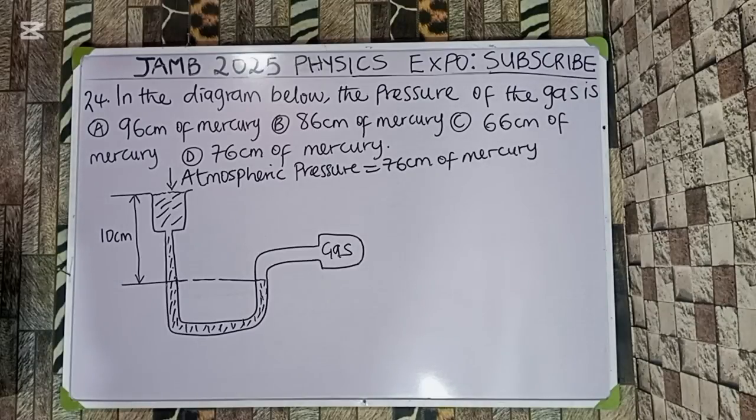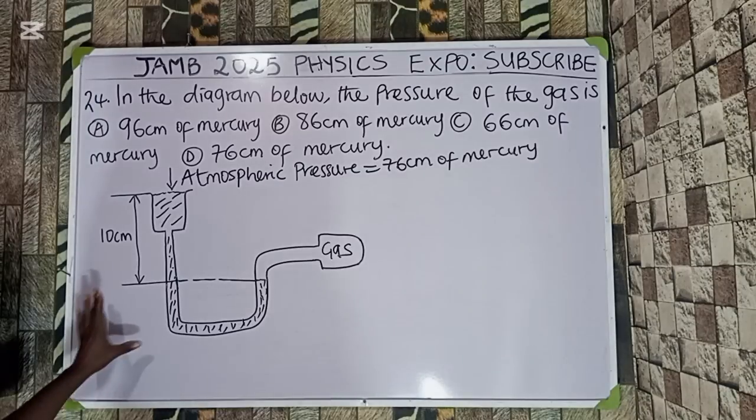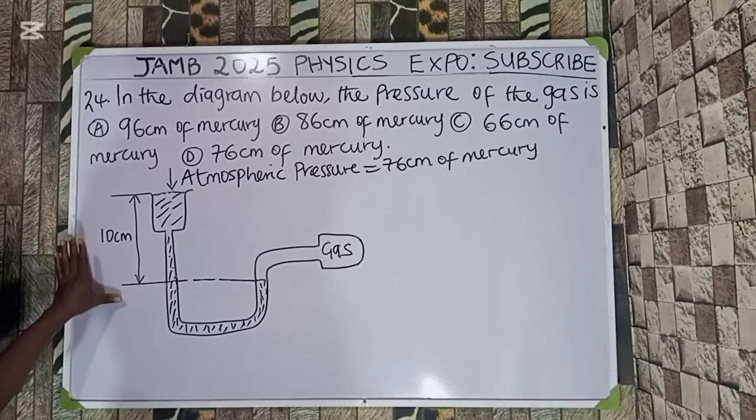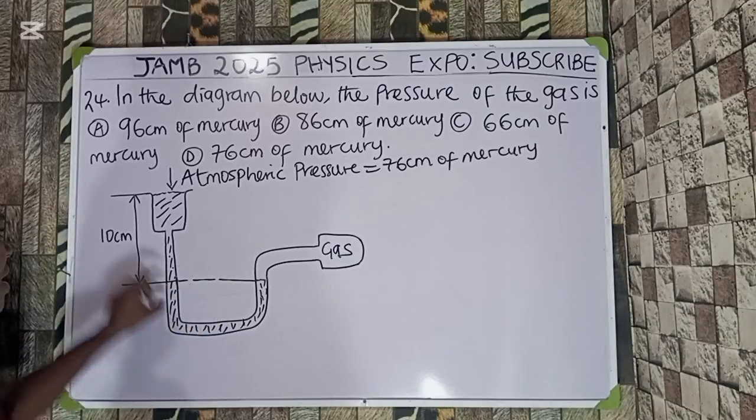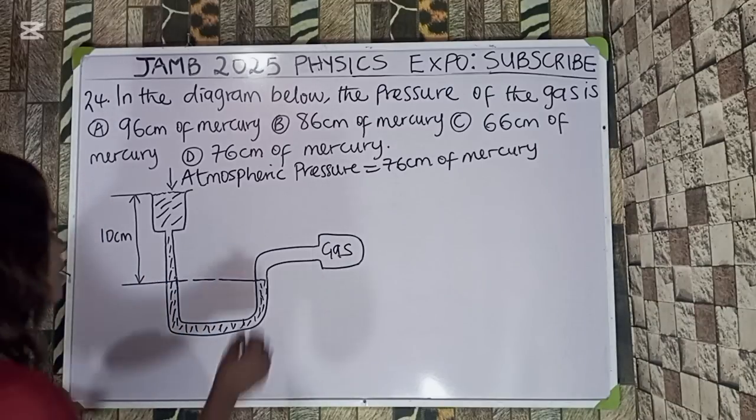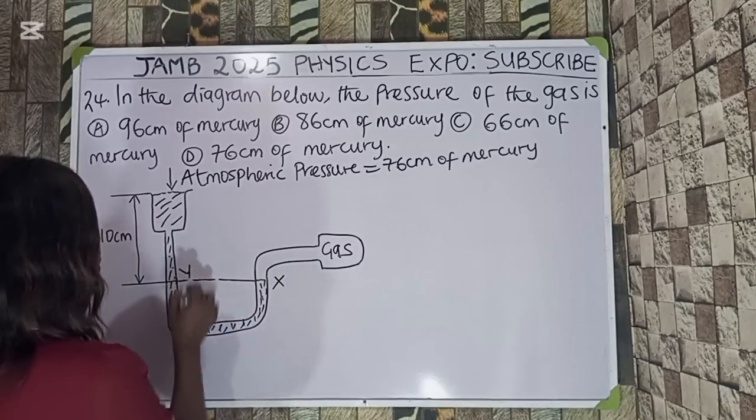Question 24. In the diagram below, the pressure of the gas is what? Option A, 96 centimeter of mercury. Option B, 86 centimeter of mercury. Option C, 66 centimeter of mercury. And option D, 76 centimeter of mercury. Now, anytime you have a diagram like this, you can see that the height here is greater than the height here. So I can label this what? X and what? Y, right?